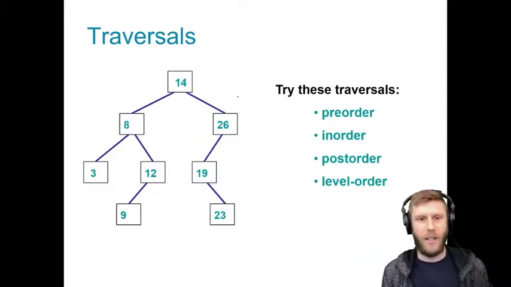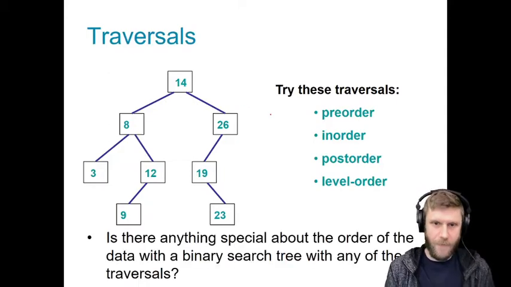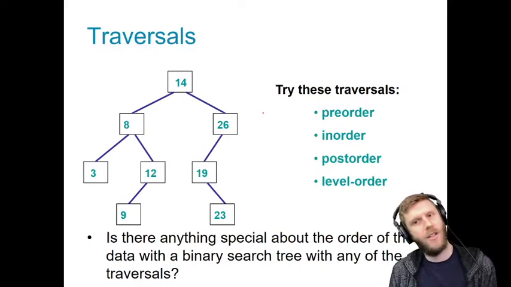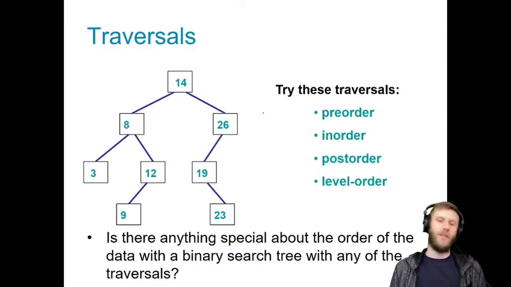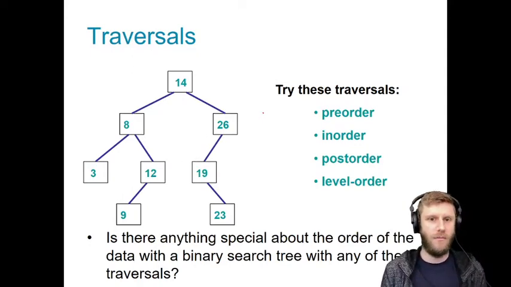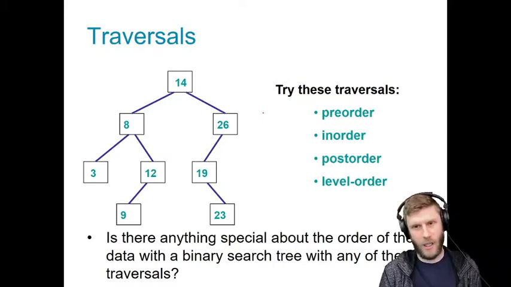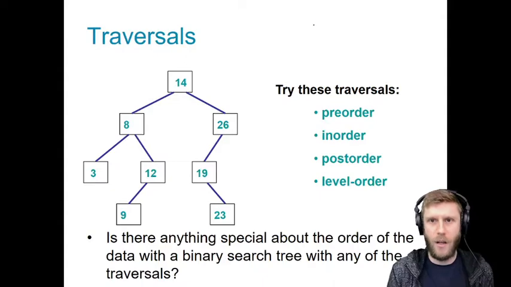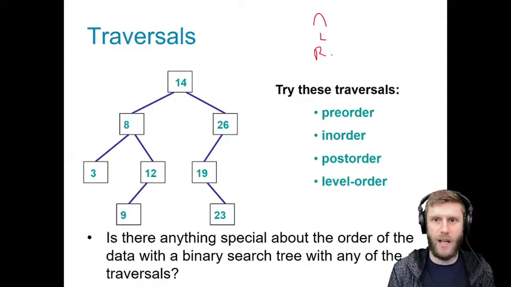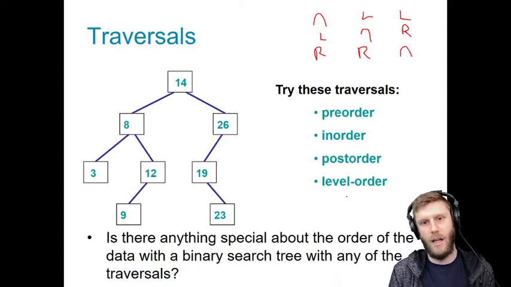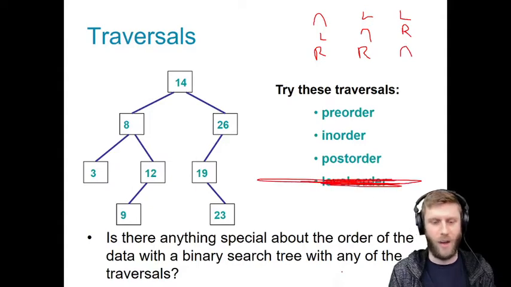Now the traversals are interesting. In a binary search tree, is there anything special about any of these traversals that are interesting to you? Have a look. And remember, pre-order is node first, then left, then right. In order is left, then node, then right. And then post order is left, then right, then node. And no one cares about level order. Just ignore that for now.